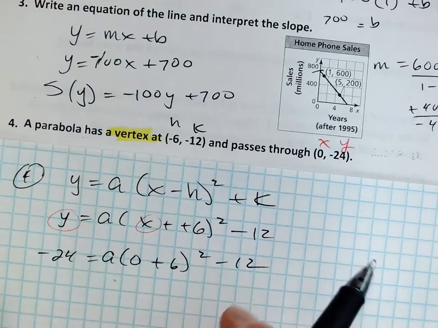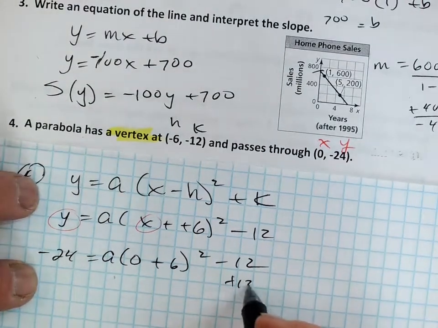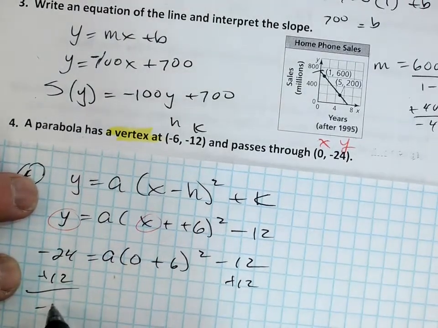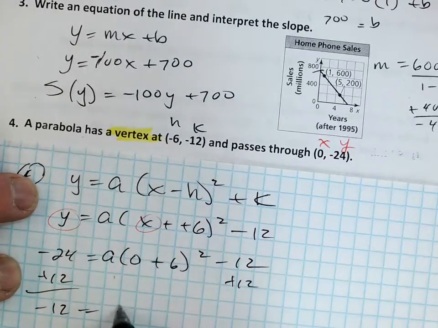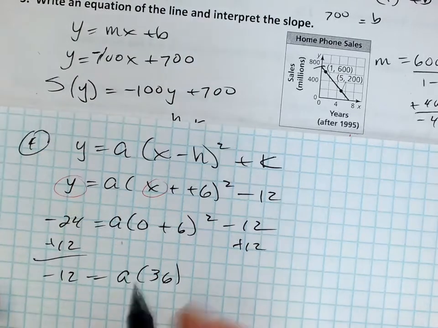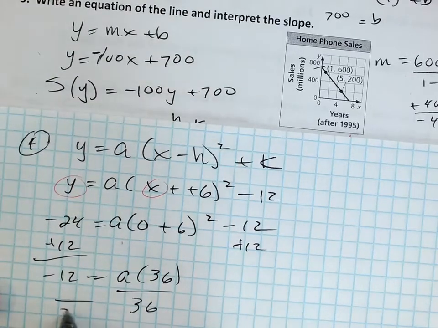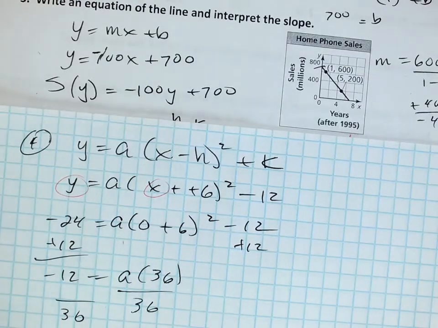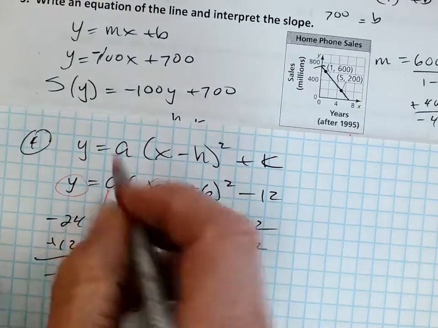So first of all, plus 12 on both sides. I'll get negative 12 equals a times 6 squared, and 6 squared is 36. I'll divide by 36, and I'll get negative 1/3 for the value of a. So I will put that back in there, and here's my answer.